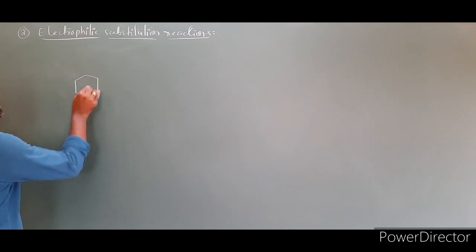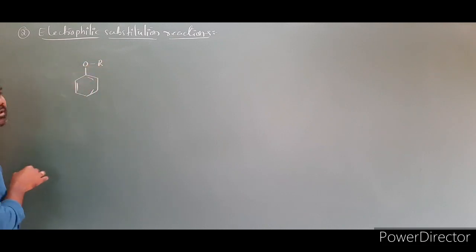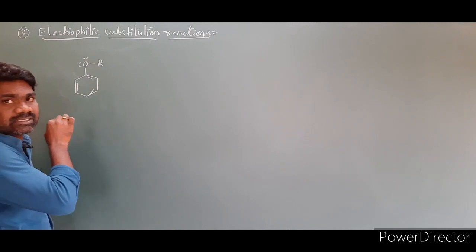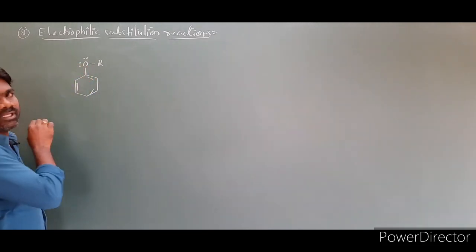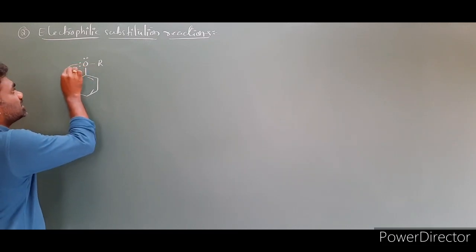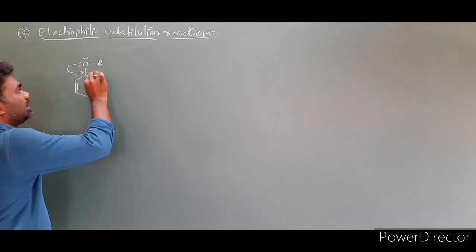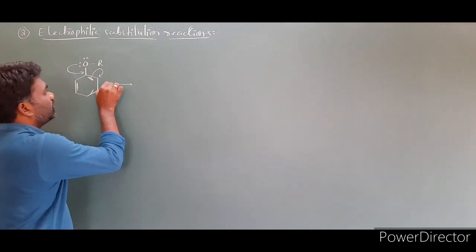I am taking this benzene ring. Upon the benzene ring, an alkoxy group, OR, is present, and this oxygen has two lone pairs. These lone pairs are involved in the resonance. The lone pair on this oxygen will move towards the ring, and the bond here is moved towards the carbon. As a result, we will get one more structure.